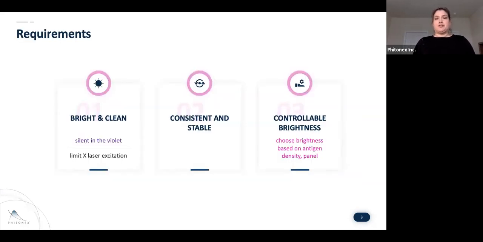And in terms of answering that question, you'd want it to be bright, but also clean, so you can distinguish what you're seeing. You want it to be consistent and stable. In terms of bright and clean, it's the same brightness and the same channel of fluorescence that you're looking at. And also, if you could choose, a controllable brightness, so you can optimize that for the antigen density, or if you have a very low expressed marker, be able to really tune that. It was one of the things that I got excited about in terms of joining Phytonics, this idea that we could really look at what dyes are out there and design the fluorescence and how bright we want it to be in our panels. So it's really pretty exciting to think about that.